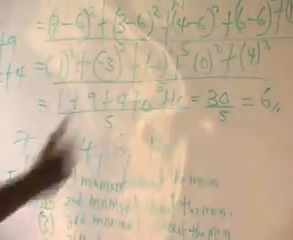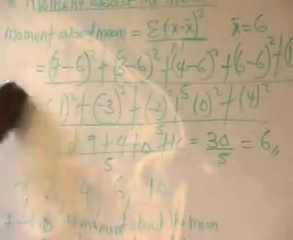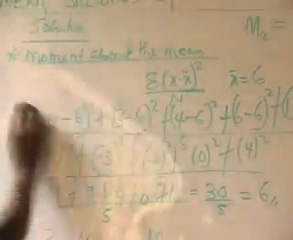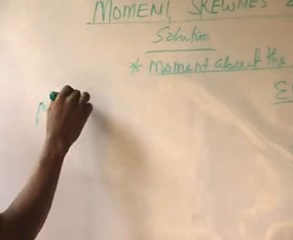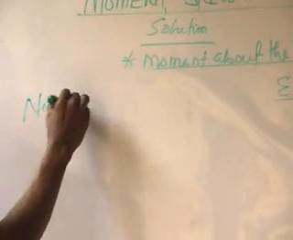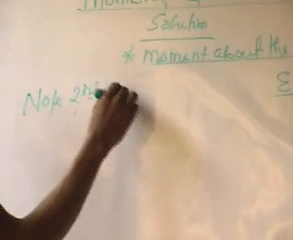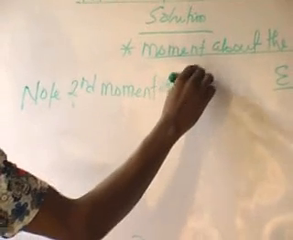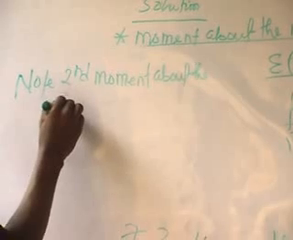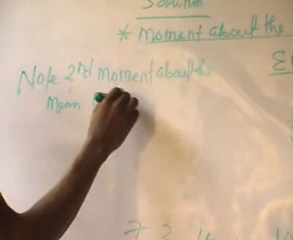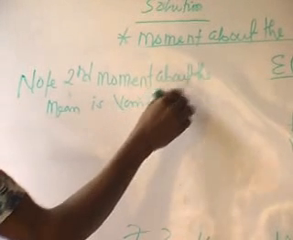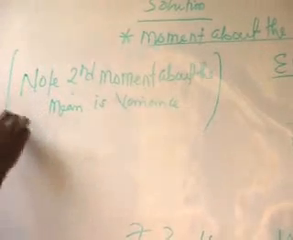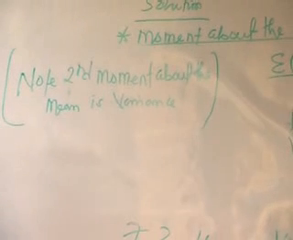Now, that's how we get it. And I want you to know, let us note now. So let us note. Are we together? Second moment, note now, anytime, any day. Second moment about the mean is what? Variance. Second moment about the mean is the same thing as what? Variance. I want you to know that.